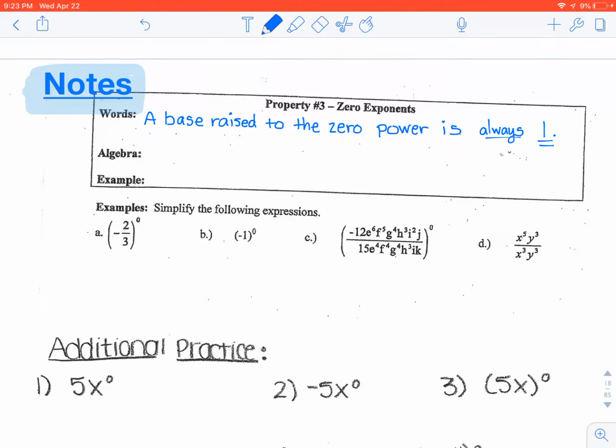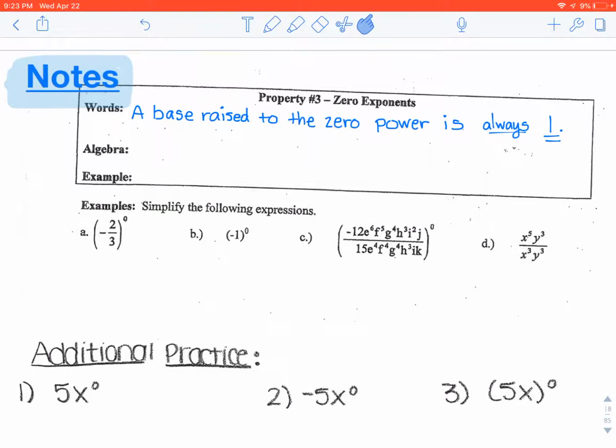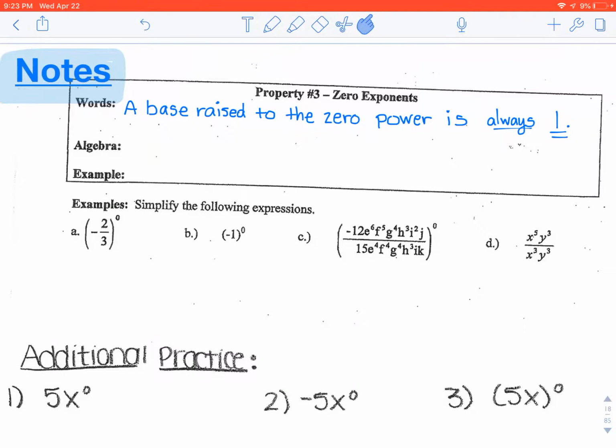Hi everyone. In this lesson, we are going to discuss property 3, zero exponents. This one's pretty simple. All this property is telling us is that a base raised to the 0 power is always 1. So take a minute, write that in your notebook, or write that on the PDF that I have in Google Classroom.